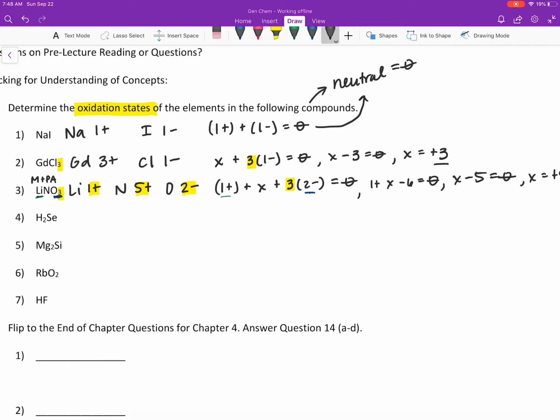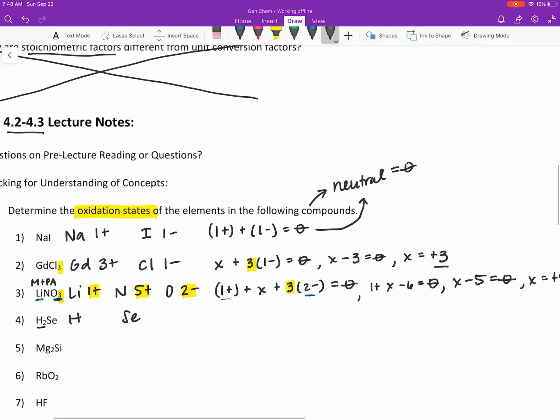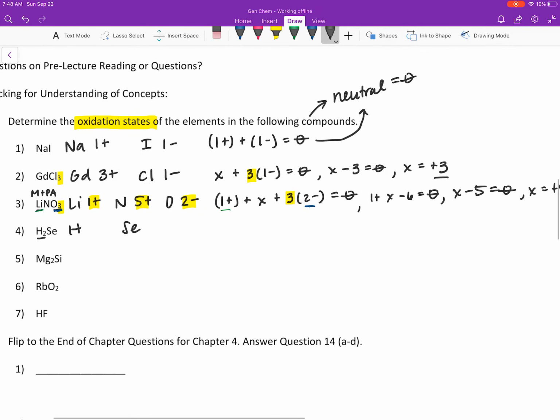Alright, the next one is H2Se. So I'm going to have only 2 elements in this one. And I know that hydrogen tends to be positive 1. I also can tell that it's probably positive because it's written first in my formula, which means that it tends to be my cation. So I'm going to write 2 times plus 1.